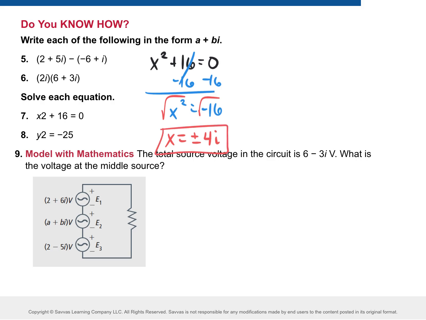Okay, last one. Stay focused, please. We have y squared equals negative 25. What do I do from here? Why can we directly take the square root right away? It's already by itself. Take the square root of both sides. What do we get for our answer? Positive negative 5i.